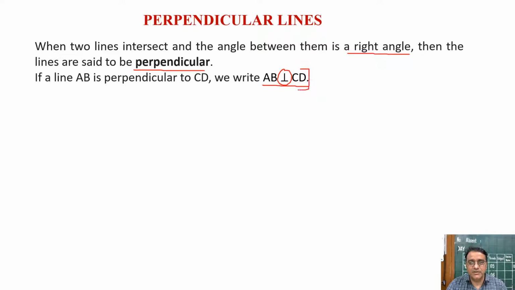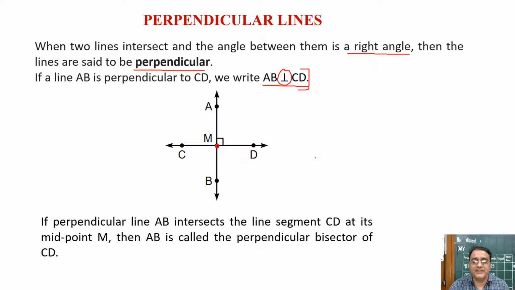How will we read this? AB is perpendicular to CD, right? And suppose this is a figure, AB is perpendicular to CD and the intersecting point, M, is the midpoint of CD. If the intersecting point M is the midpoint of CD, then we will say AB is the perpendicular bisector of CD. I repeat once again. See, AB intersects CD at right angle, so it is a perpendicular line. But if the intersecting point is the midpoint of CD, then AB is called the perpendicular bisector of CD, right?